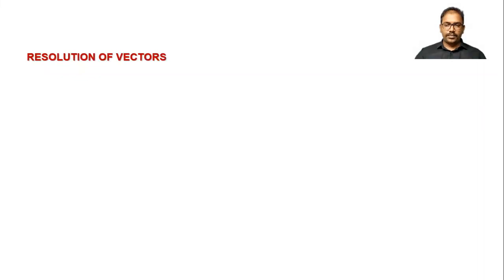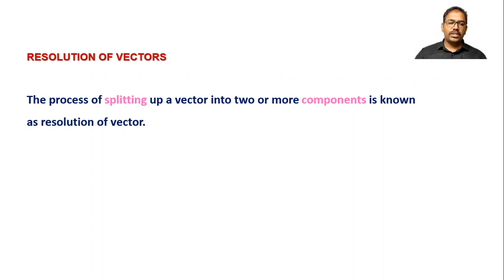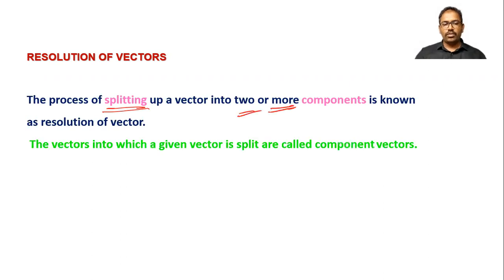Resolution of vectors. Now the new article is resolution of vector. Resolution means what? The process of splitting up a vector into two or more components is known as resolution. Splitting means separation of one vector into two or more components. It is called resolution. The vector into which a given vector is split is called a component. If a vector is split up into two, then the two are called components of the previous vector.